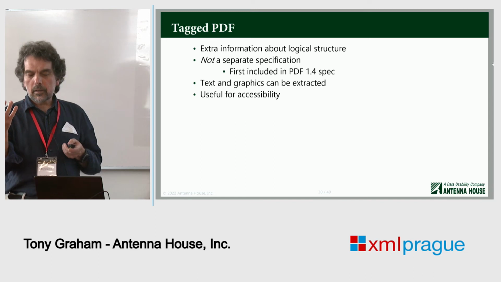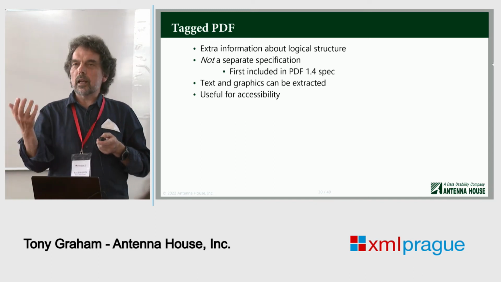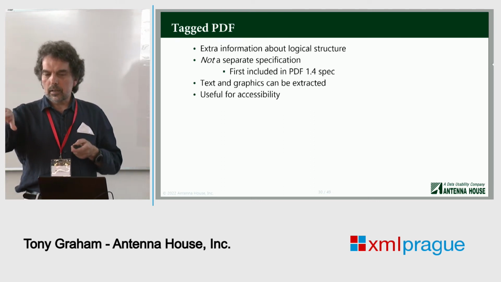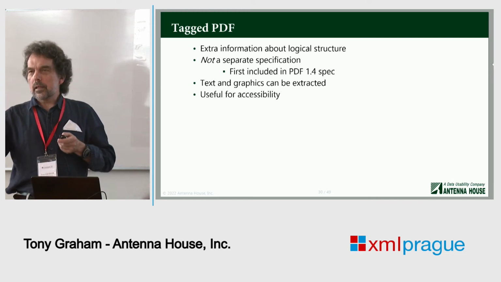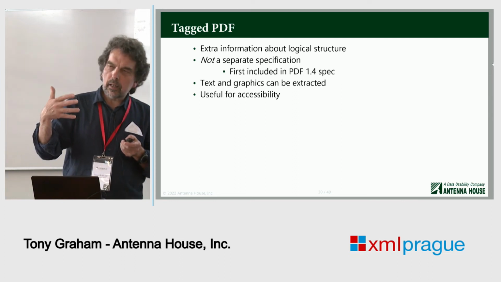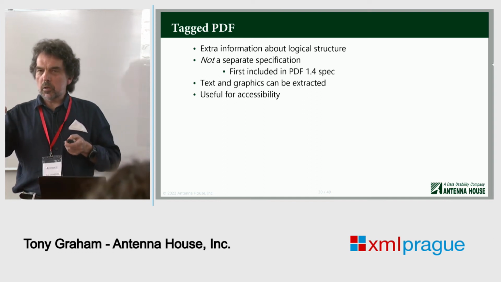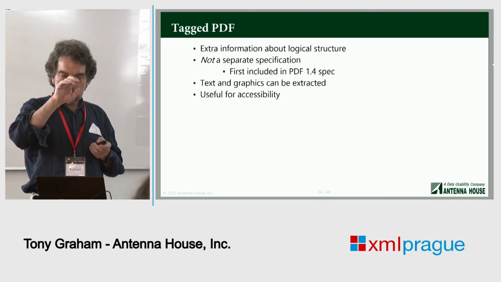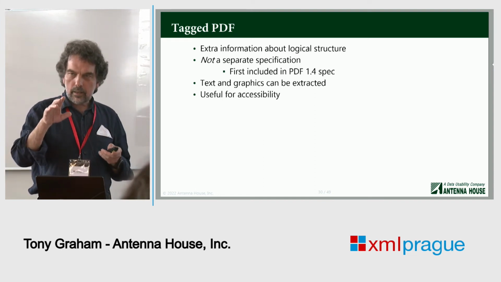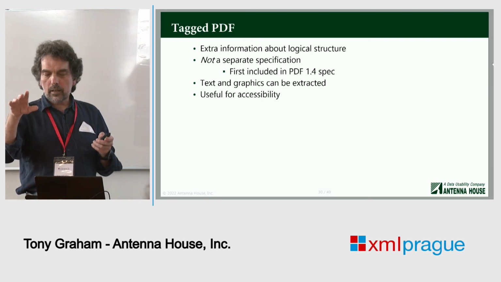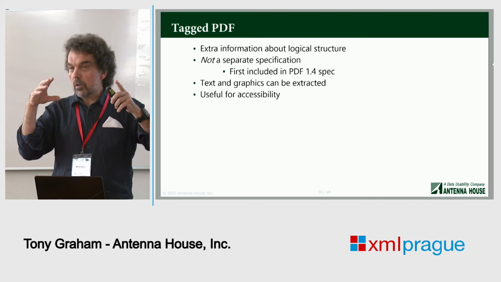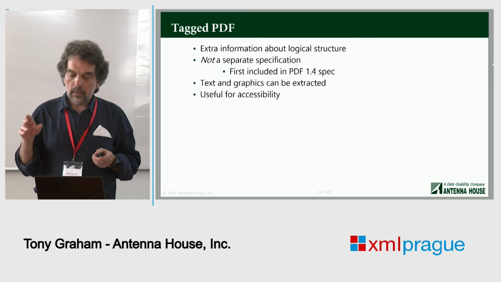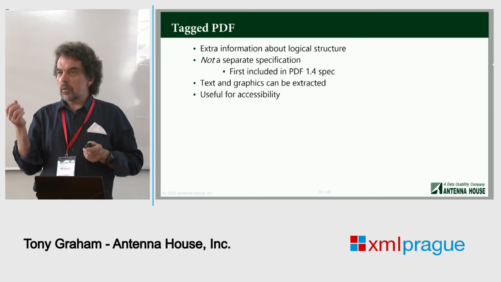So the first step for PDF UA is what's called tagged PDF. It's not a separate standard, it's part of what's in the PDF standard itself, but it's an optional thing. It includes extra information about the logical structure of the document. That's both in terms of structural tags, things like headings, you can say are headings, tables, have a structure in the tagged PDF that identifies rows, columns, and table cells. And it allows text and graphics to be extracted.